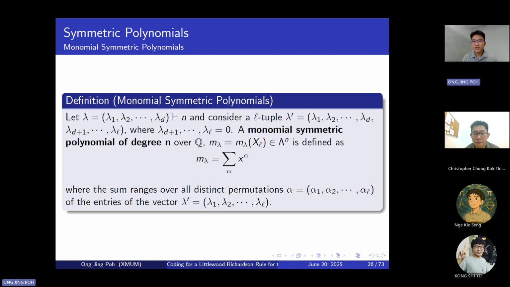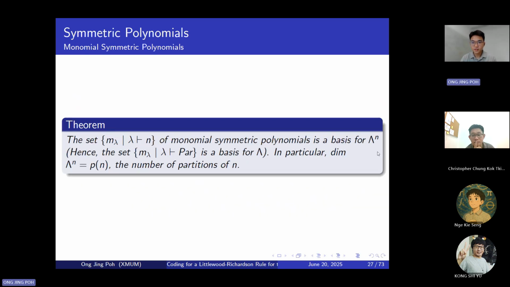And next, the first type of symmetric polynomial, the monomial symmetric polynomial, is defined and shown in this slide. Then we have this theorem, which says that the set of monomial symmetric polynomials is a basis of Lambda n. I'm going to briefly present the proof of this theorem.